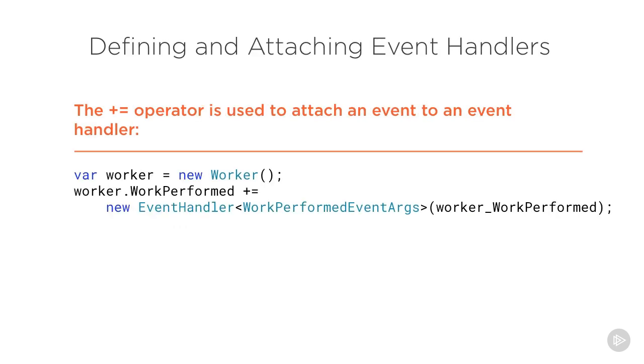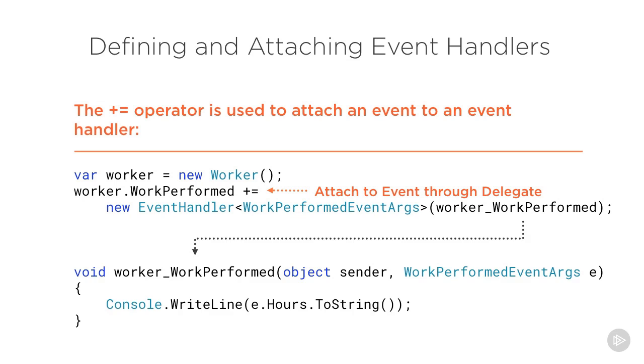So here's an example of using the plus equals operator to attach an event to an event handler. In this case, we have some worker object, and we'd like to know when the WorkPerformed event is fired. When it is, we're going to write the code to say route the data along this pipeline, this delegate, and dump it into this event handler method. In this case, I'm not using a custom delegate. I'm using the built-in EventHandler of T, and that'll make the delegate, as we talked about earlier in the course, for us.